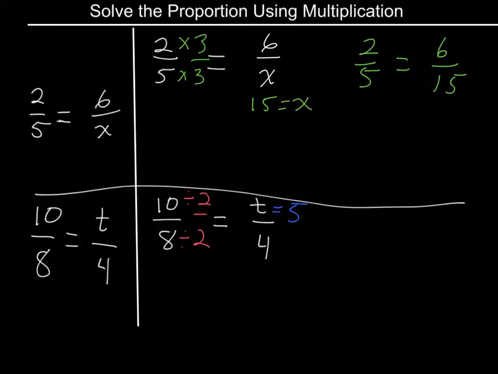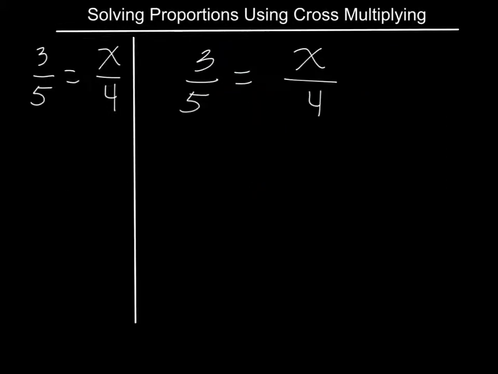So this proportion would be 10 over 8 is equal to 5 over 4. And so these two fractions are equal to each other. Okay, so I divided this by 2 and divided this by 2, and it got me my other fraction there. So in this case, t would be equal to 5. All right, let's take a look at the next slide.